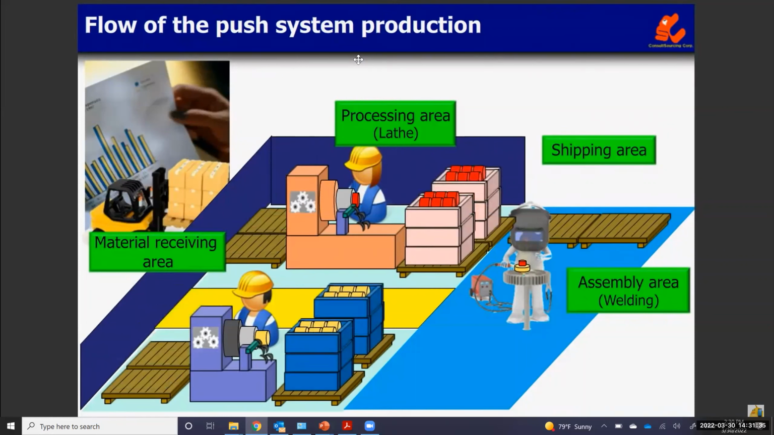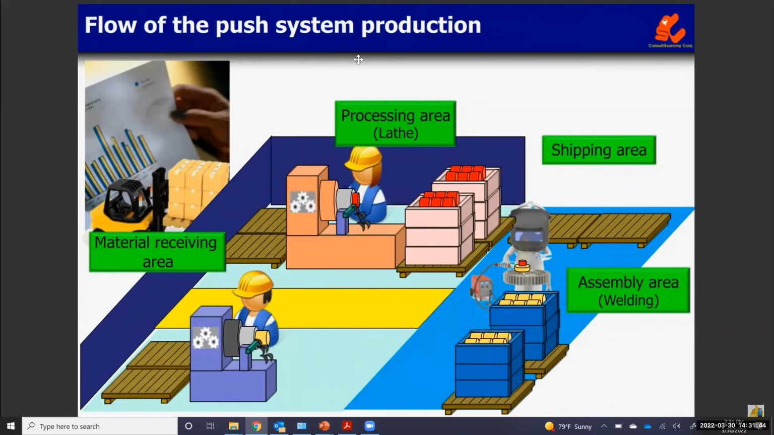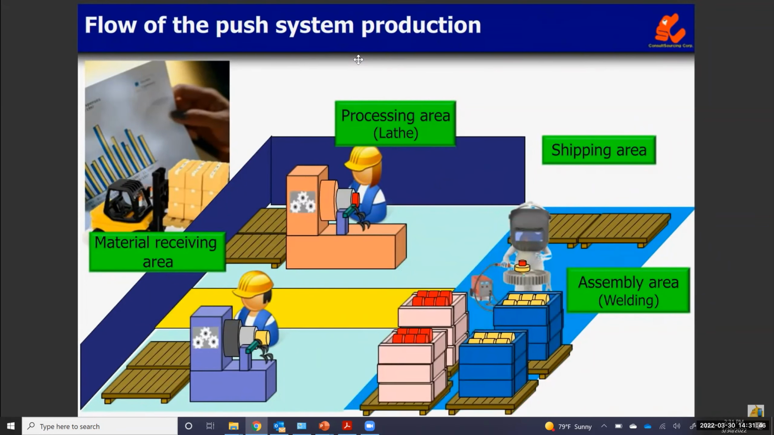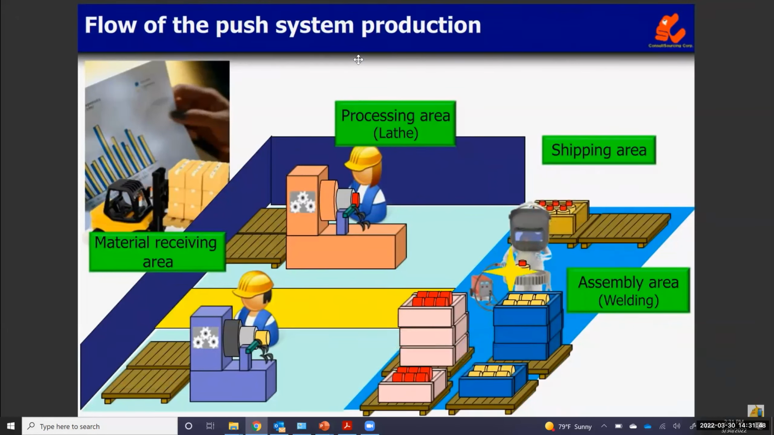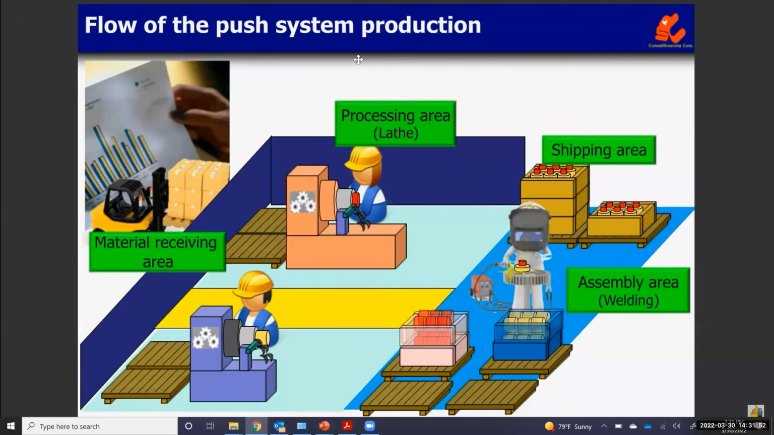Processing lot size is kept large so that the frequency of setups is kept to a minimum to achieve efficient production. Process parts are then carried to the assembly area. Parts are welded and assembled in accordance with the production schedule and are stocked in the shipping area.